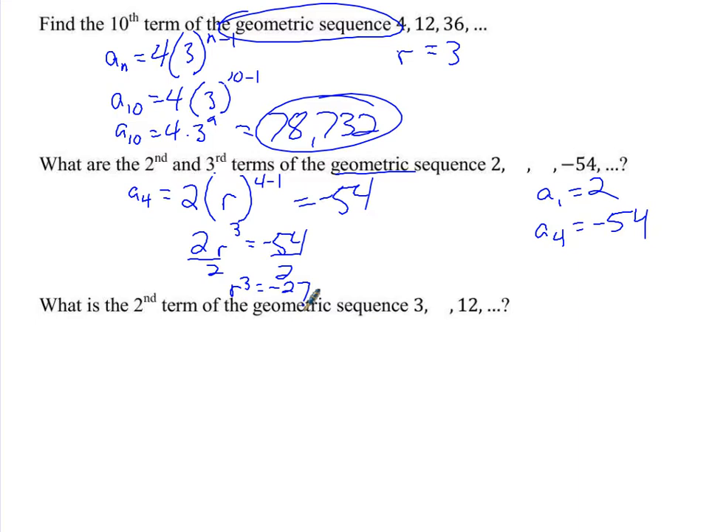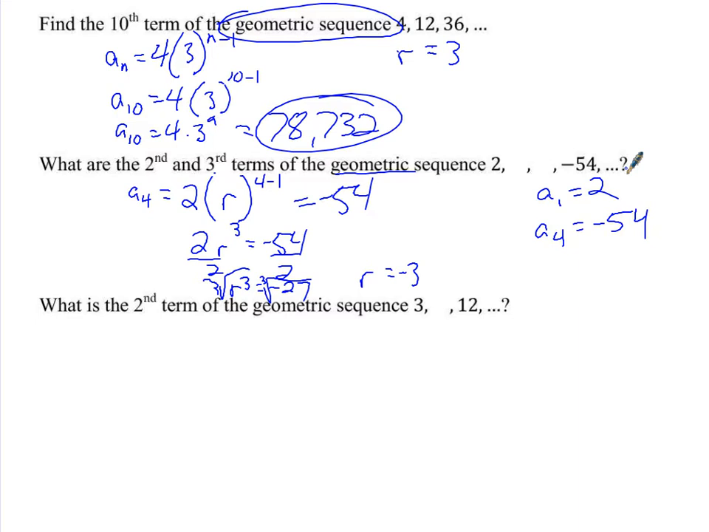So what number times itself 3 times gives you negative 27? Negative 3. We would take the cube root of both sides, and the cube root of negative 27 is negative 3. So r equals negative 3, which is exactly what we kind of thought without knowing the actual number before we even went into the problem. We knew it had to be negative, and we knew it had to be bigger than 1 because our numbers here were growing.